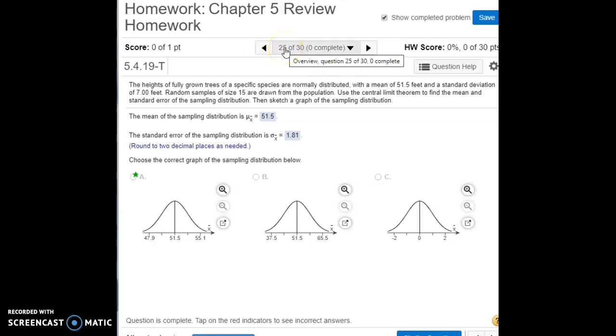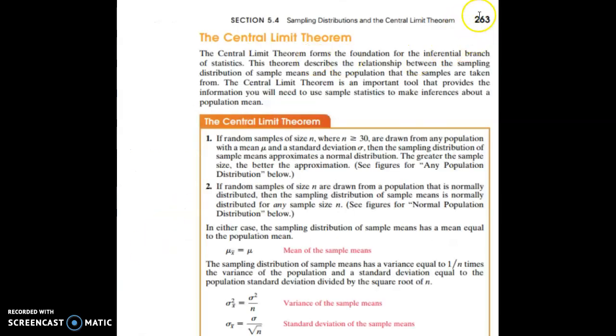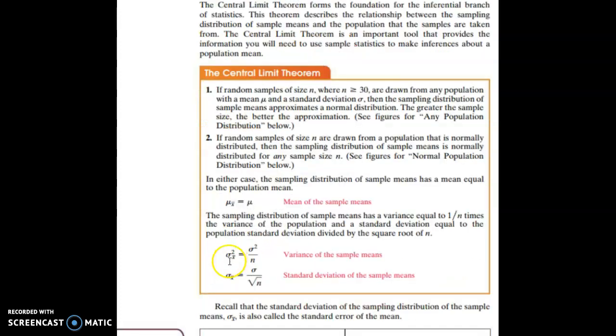25, we're using the central limit theorem. And this is covered in section 5.4. This problem says we had a normal distribution. So if we have random samples of any size at all, then we know the sampling distribution of sample means is going to be normally distributed for any sample size that we use. We know that the mean of the sampling distribution always matches the population mean, and the standard deviation of the sampling distribution is the population standard deviation divided by the square root of the sample size.